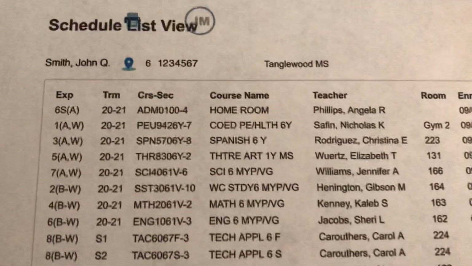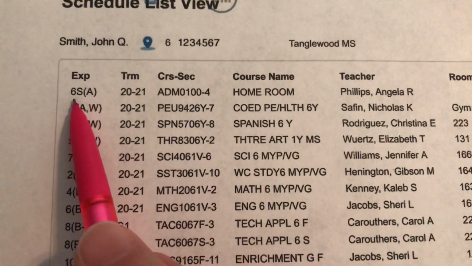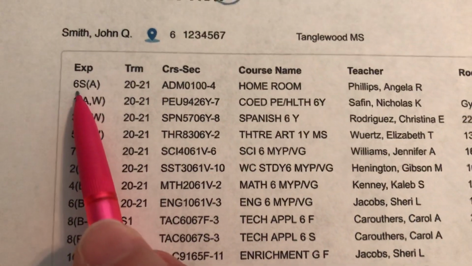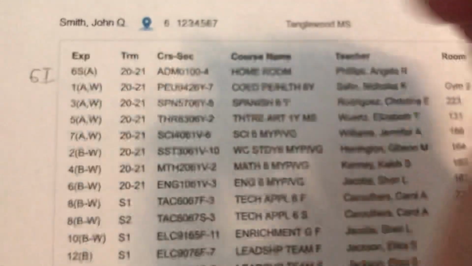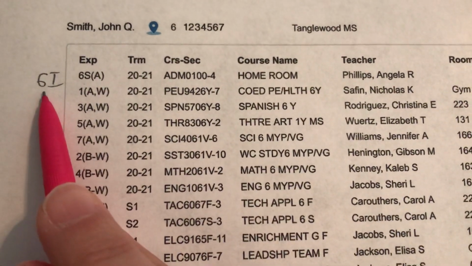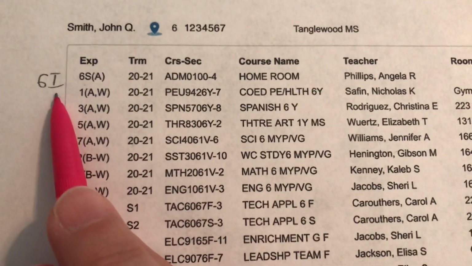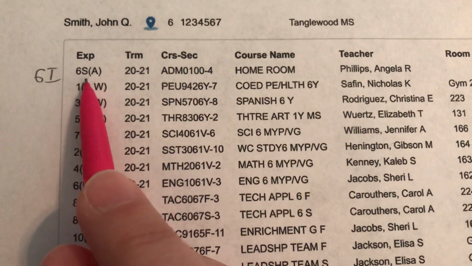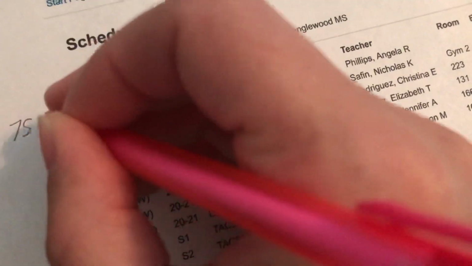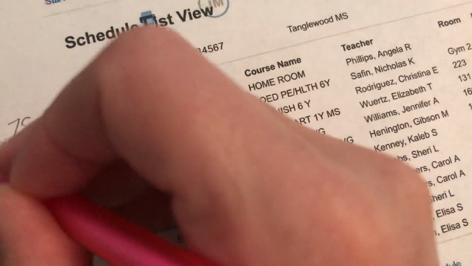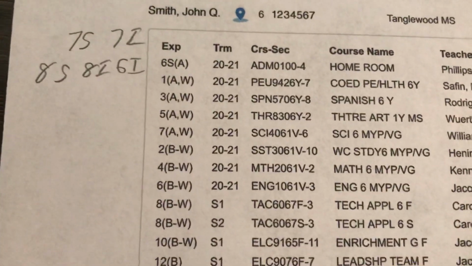What you're going to see first is 6S. Now yours might not say 6S. Yours could say 6I. This would mean you're in 6th grade and you're in Innovation World. This is 6th grade Sustainability. So the other options could also be 7S or 7I or 8S or 8I.